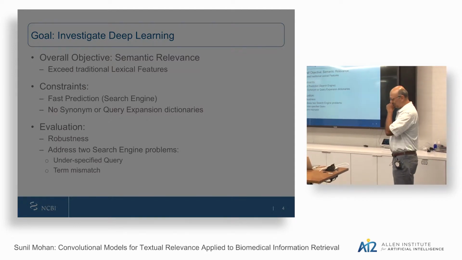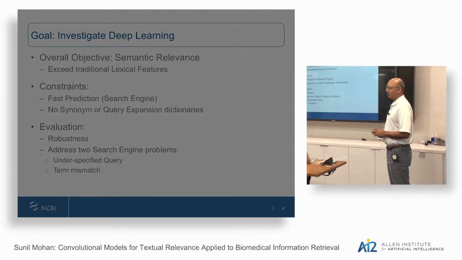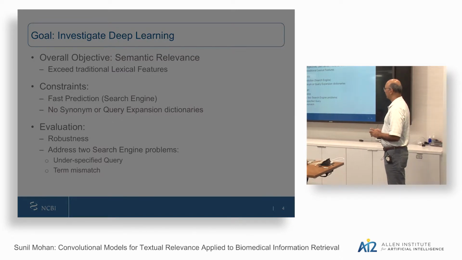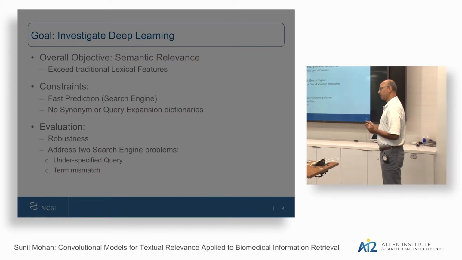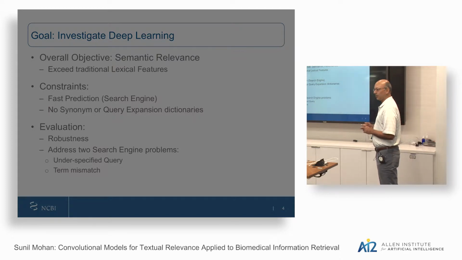So the general objective was to investigate deep learning models specifically for information retrieval, with the overall goal being to get towards semantic relevance. But with the constraint that it should be usable in a search engine, so at least the prediction time should be fast. And also I wanted to see what can be done without any query expansion or synonym dictionaries, and see how good the promise of deep learning is.